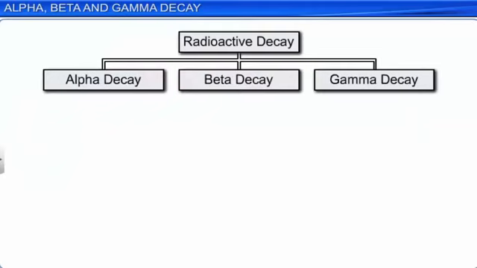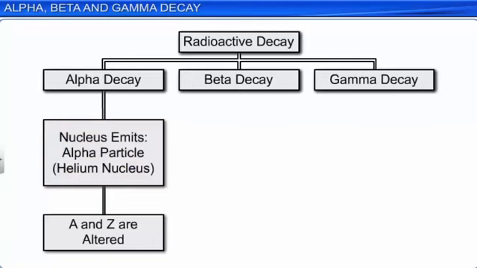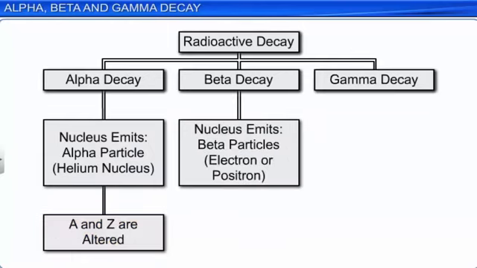To summarize, an unstable nucleus undergoes radioactive decay to attain stability. In alpha decay process, a radioactive nucleus emits an alpha particle, which is a helium nucleus. Here, the mass number A and atomic number Z are altered. In beta decay process, a radioactive nucleus emits a beta particle, which is an electron or a positron. Here, the atomic number Z is altered.